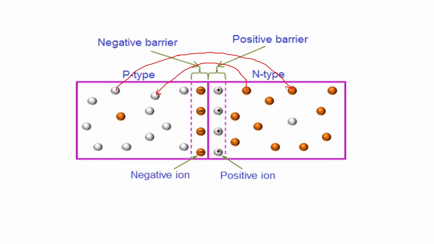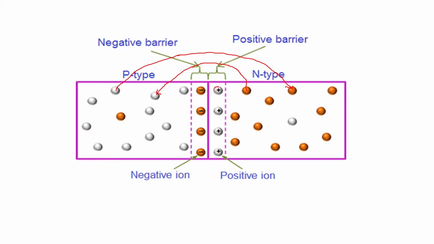Now when the electron moves from n-type and goes to p-type, there is an absent place of electron, and that absent place becomes an immobile carrier, an immobile charge. It is not going to move, and that becomes a positive ion.